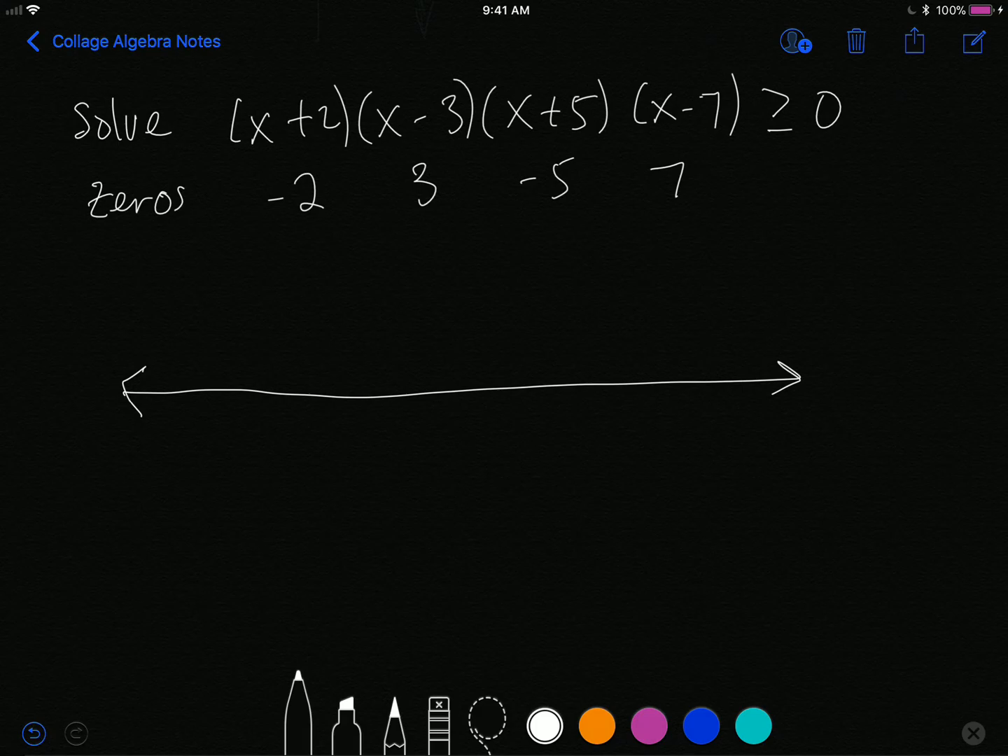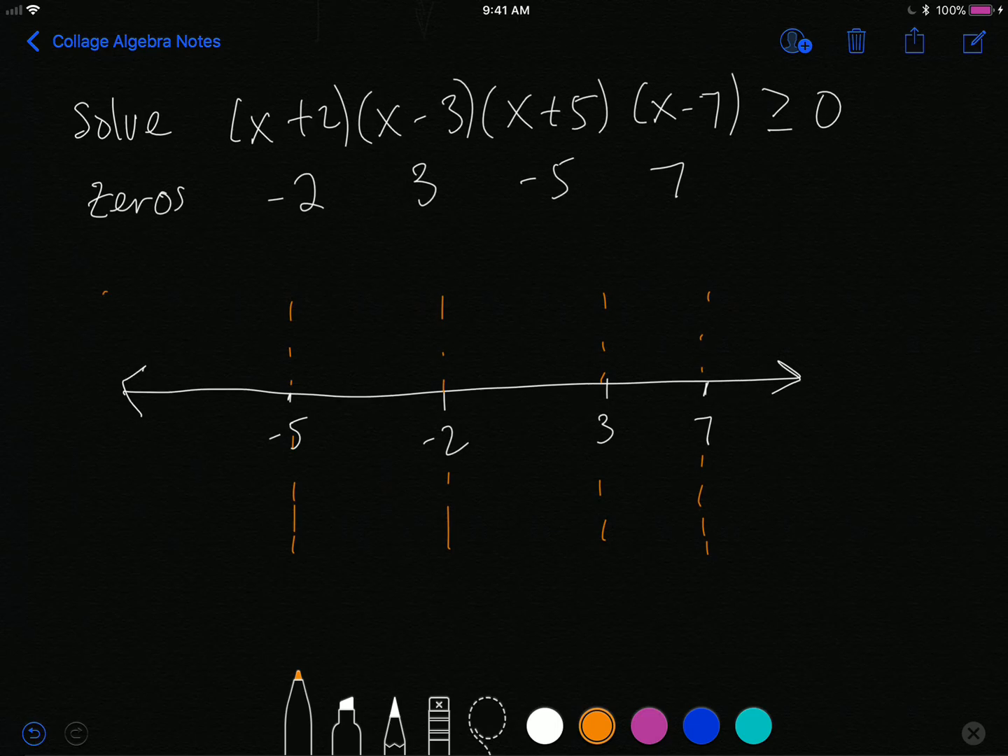And, well, it's the number line, so the first is going to be -5, followed by -2, followed by 3, followed by 7. And then I ask myself the simple question: if I cut a string 4 times, how many pieces do I get? And the answer is 5.